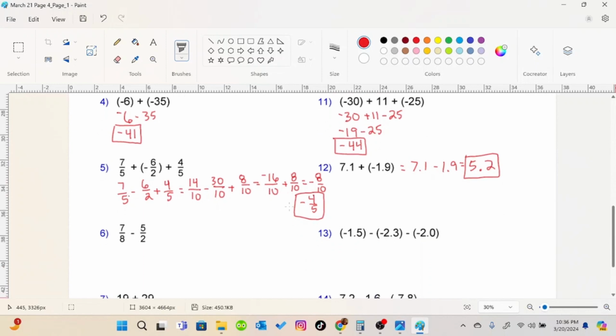Number 6. The least common denominator between 8 and 2 is 8. So 7 over 8 stays the same. But now we multiply 5 over 2 by 4 over 4. And that becomes 20 over 8. 7 minus 20 is negative 13 over 8.